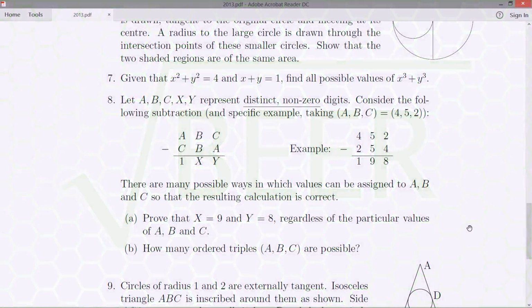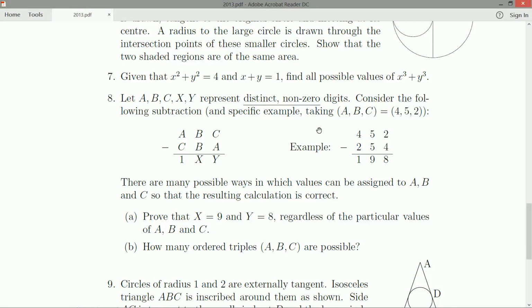Welcome back. We're up to question number 8 as we continue our look at the 2013 MMC, the grade 12 level Manitoba Math Contest. Let A, B, C, X, Y represent distinct non-zero digits. Consider the following subtraction, in a specific example taking ABC to be 4, 5, 2. So ABC minus CBA, they're just reversing the digits. And when we do that subtraction, we get a 1 and then XY. So for example, here we have 452 minus 254, and we get 198 when we subtract.